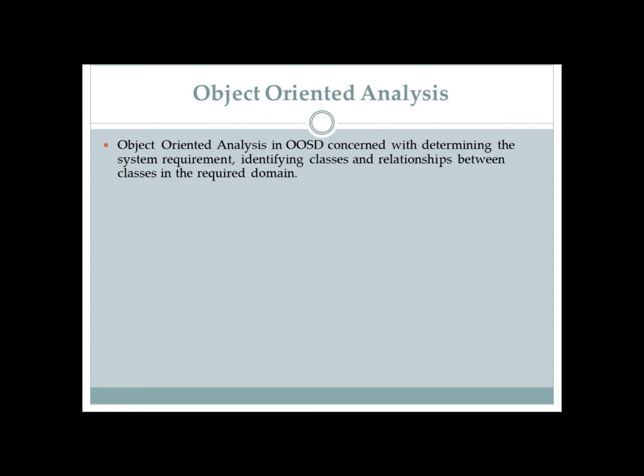Here the system requirement comes from the end user of the system. Identifying classes and the relationship between those classes is done by the analyst, and the required domain is nothing but the requirement given by the end user in which we have to perform the development. Object oriented analysis also identifies users, we will say actors, and how they use the software. The term actors mentioned in this statement we are going to discuss in the next chapter.